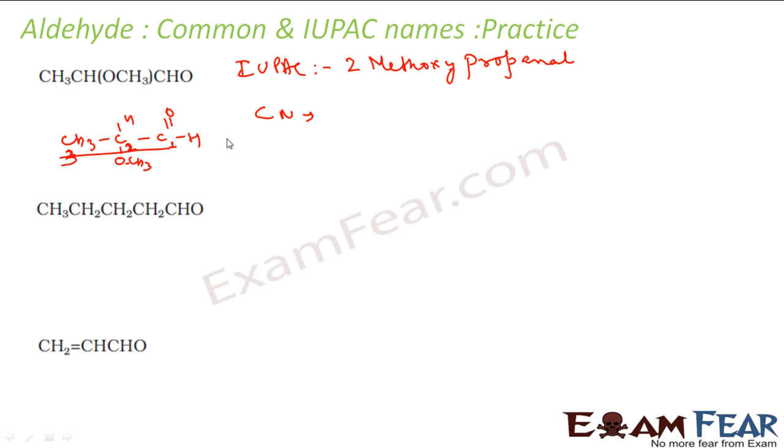Let's try the common name. For the common name, we have alpha, beta, gamma. This is my COH group. Please note, when you write the common name, you don't include this COH. You start alpha and beta like this. Alpha is the carbon that is attached to the COH group. So at alpha I have a methoxy, so I'll use alpha-methoxy. This is from propanoic acid, so it is propionaldehyde.